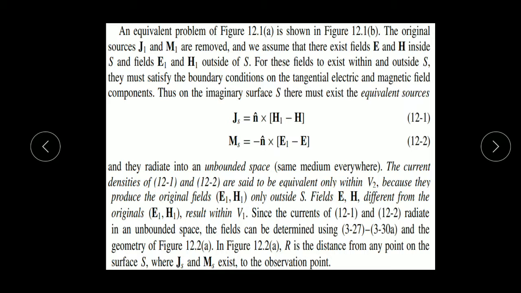Since the currents radiate in unbounded space, the field can be determined using the geometry of the figure. In the figure, R is the distance from any point on the surface S where Zs and Ms exist to the observation point. Okay, this is basically the concept of Huygens principle.